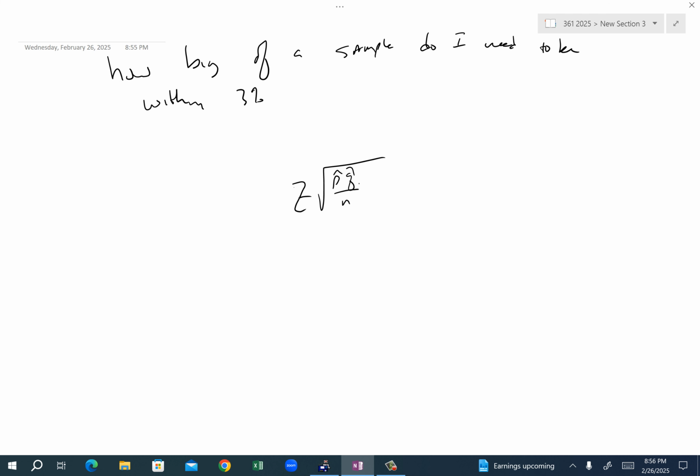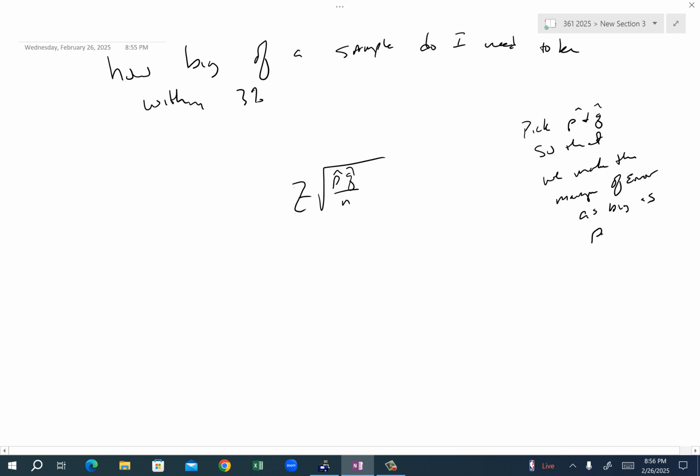We got this, okay? If I don't know going in what P and Q are, you with me? Like, is it 50%? Is it 60%? Is it 12%? Whatever? The way we have to do it is you have to pick P hat and Q hat, if you will, because again, we don't know what they are going in. If we're blind going in, we make the margin of error as big as possible. Therefore, I guarantee I get the right size in.